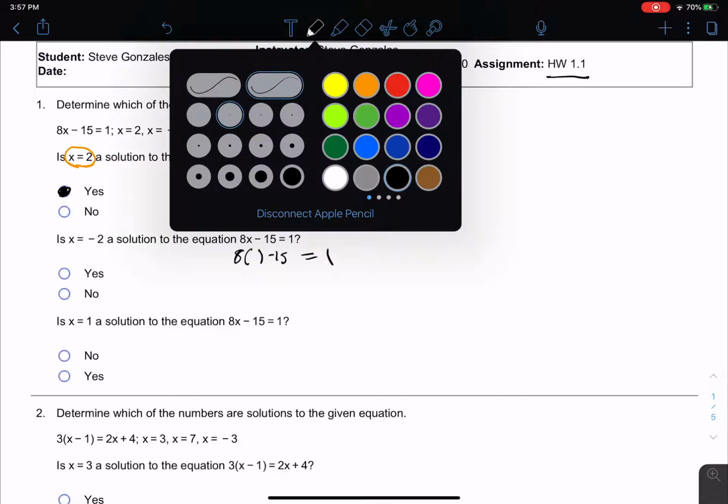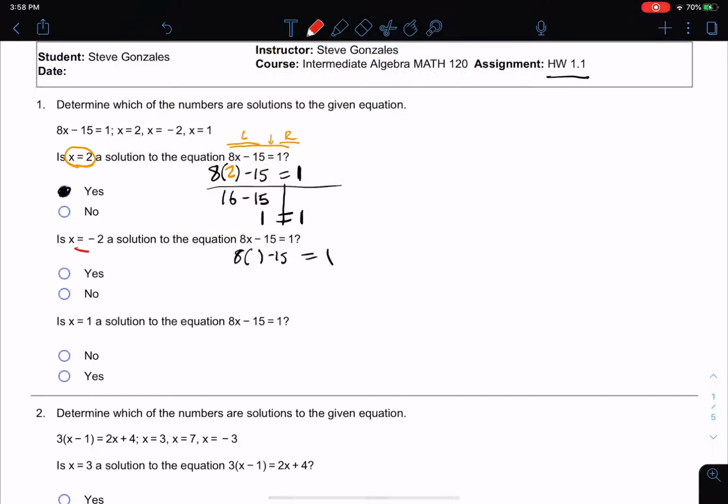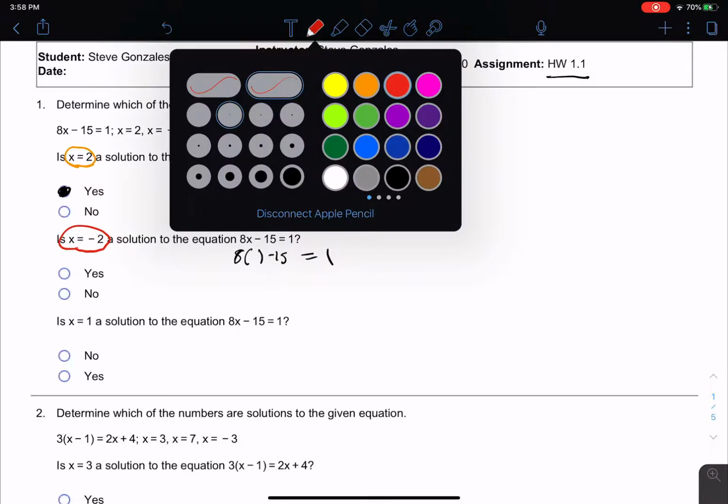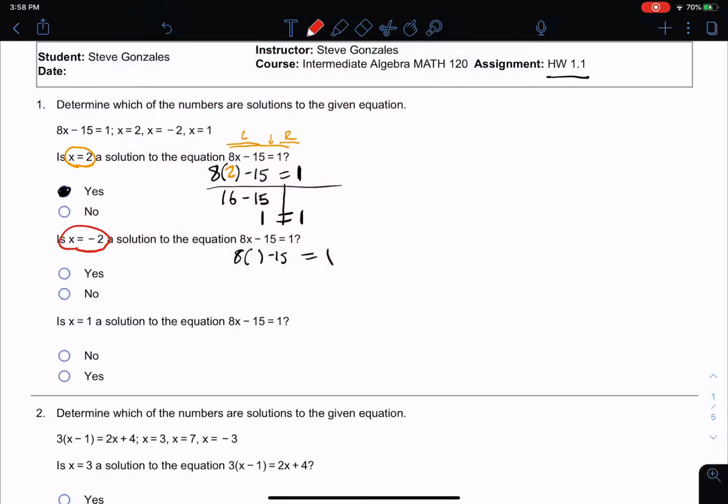Let's continue on here, and we're going to look at what happens when x equals negative 2. So now we've got 8 times negative 2. Does that in fact work? Well, 8 times negative 2 is going to give me negative 16. And negative 16 minus 15 gives me negative 31. And that does not equal 1. So this is no. x equals negative 2 does not give me a solution to that equation.